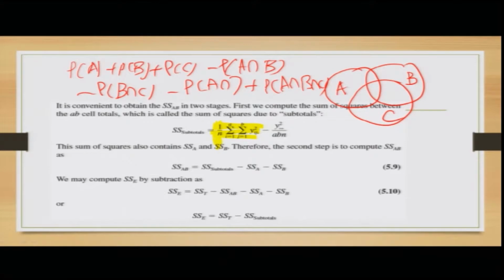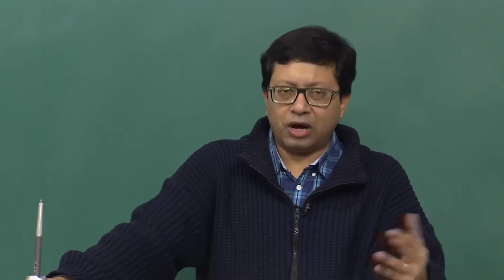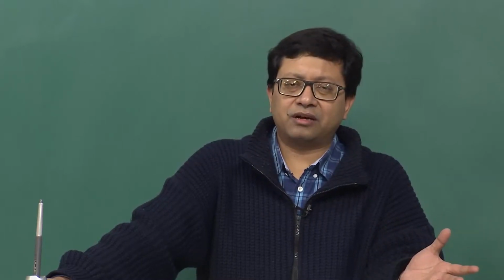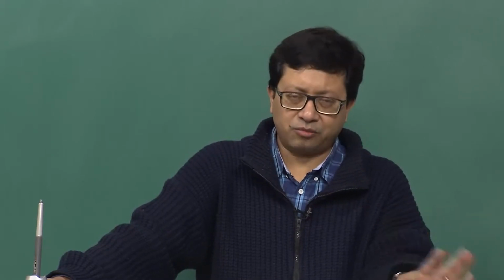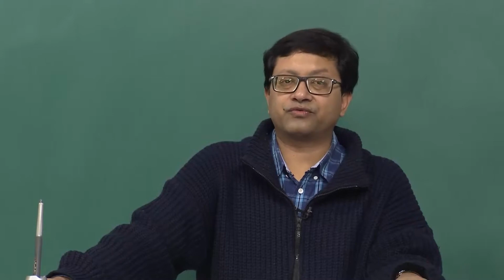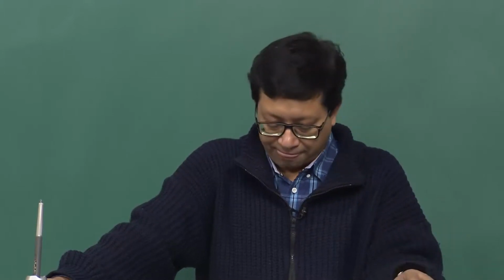So, the sum of the squares of AB would be the subtotals, which already consider A and B once. So, you will basically subtract the sum of squares of A separately and the sum of squares of B separately, and find out the sum of the squares for A and B taken together.